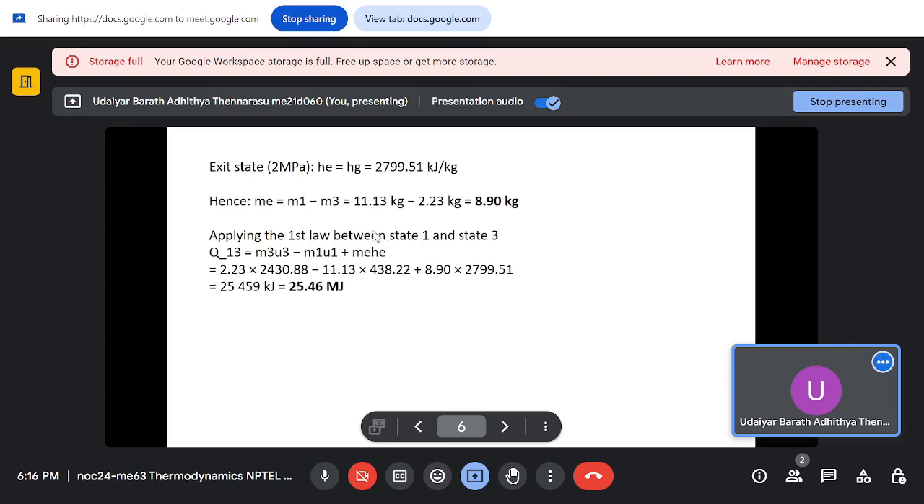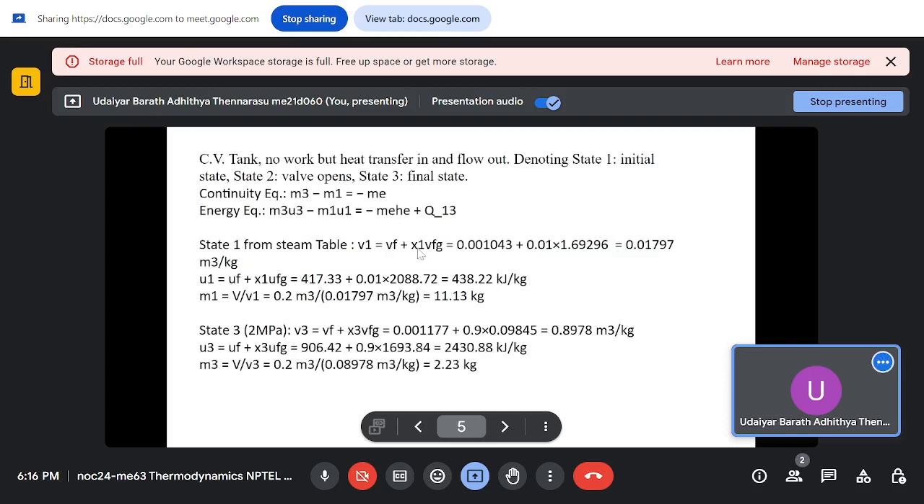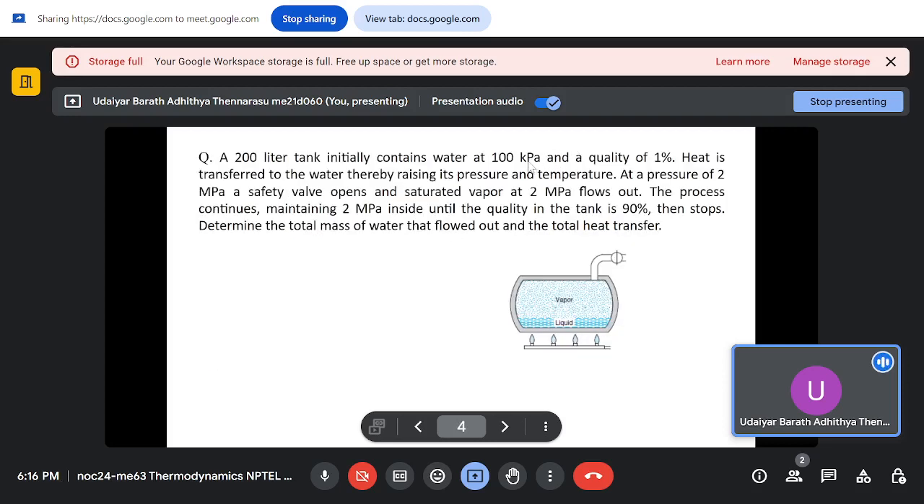Next, applying the energy balance equation, we can find the heat transfer which is supplied to the tank in the process, and it will come out to be 25.46 megajoules. So this is the amount of heat which is supplied to go from state 1, which is at 100 kilopascal and 1%, to state 2, which is at 2 megapascal and 90%.